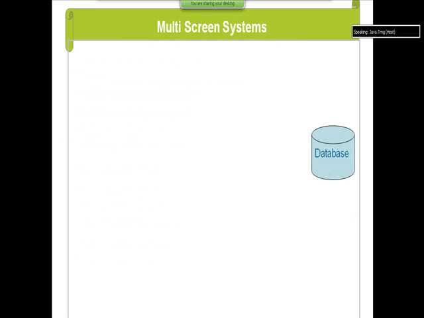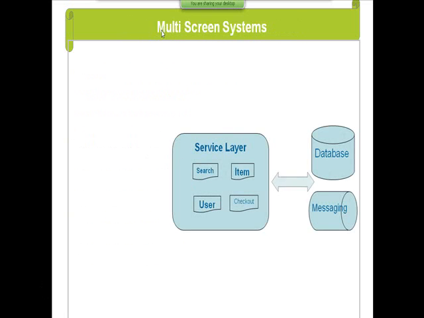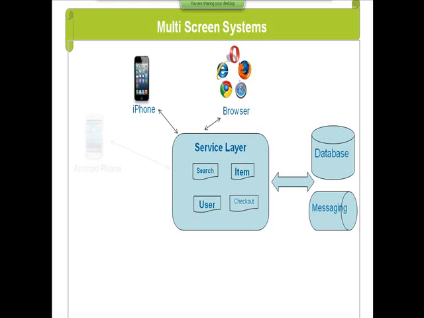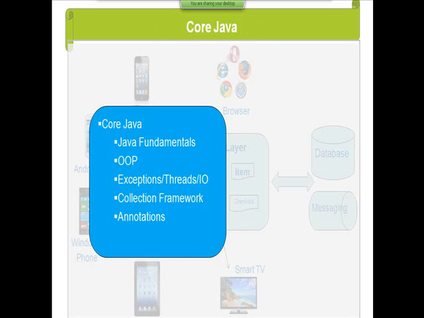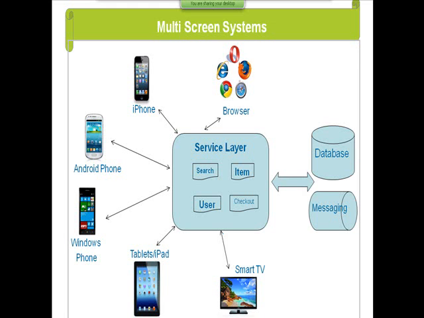So what is the current market need? If you look, most of our current market is using multi-screen systems. What is that? Amazon is a multi-screen system, a multi-screen application. You can access Amazon through the browsers. You can access Amazon through the iPhone. You can access Amazon through Android. You can access Amazon through Windows Phone, tablets, and even your smart TV as well. So this is how the whole world is moving.